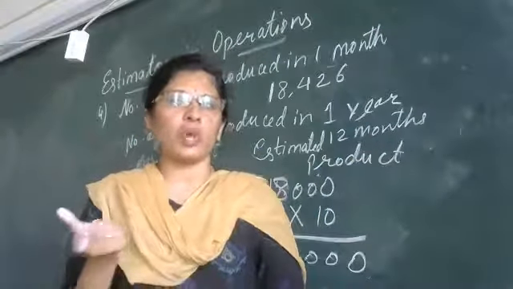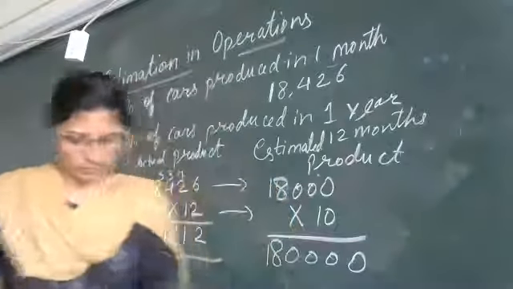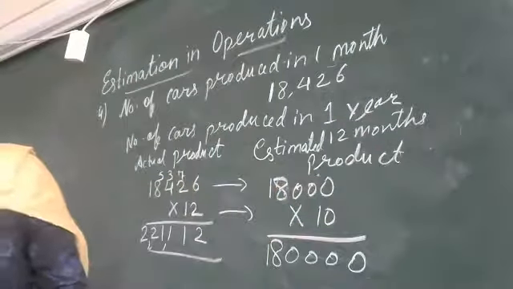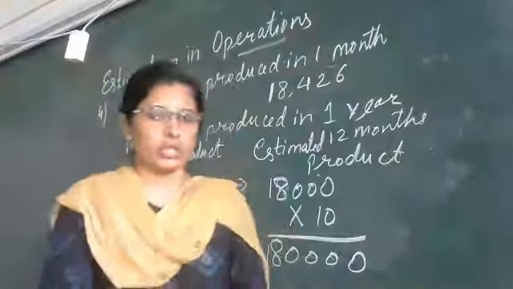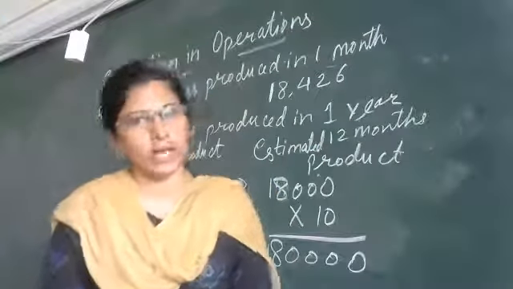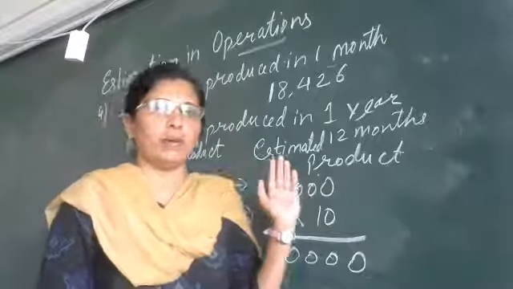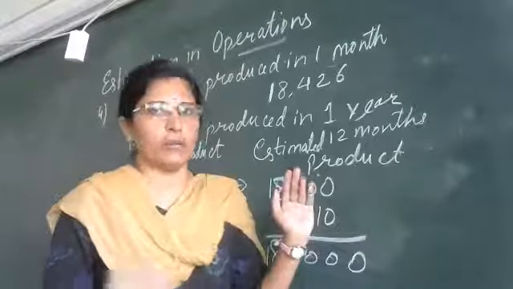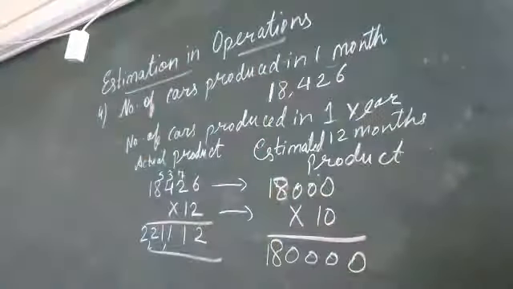Okay, so understood how to do estimated? Yes. So similarly, you are having for addition, for subtraction, multiplication, and division also. This actual and estimated, both we have to find.